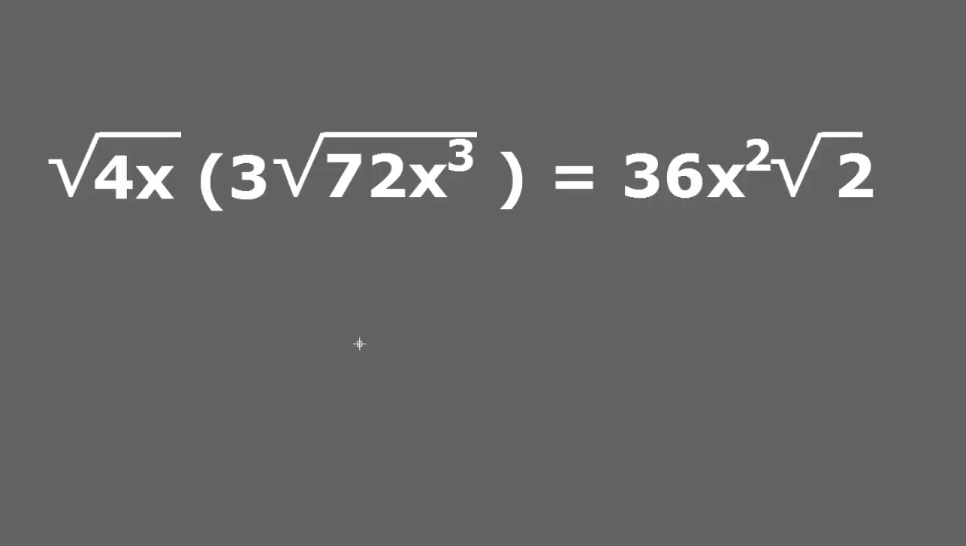Here we're going to see the simplification of the square root of 4x multiplied by 3 times the square root of 72x cubed. And all of that simplifies to 36x squared multiplied by the square root of 2.